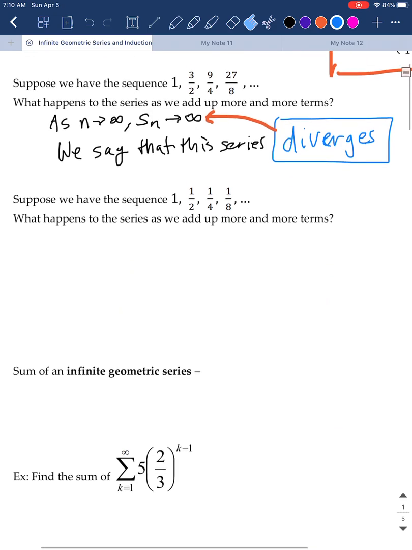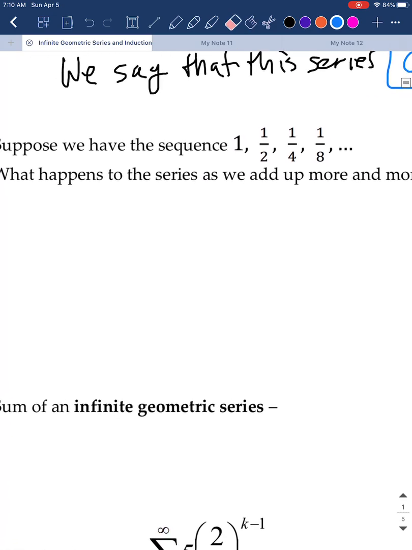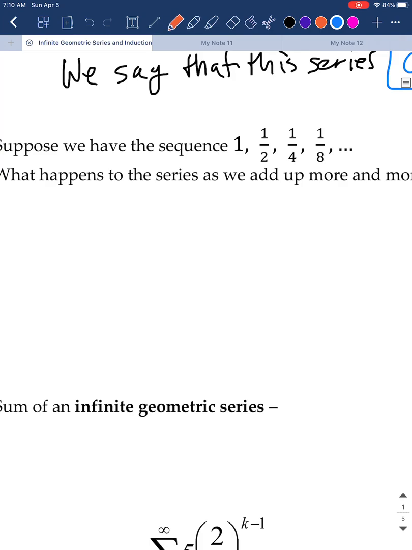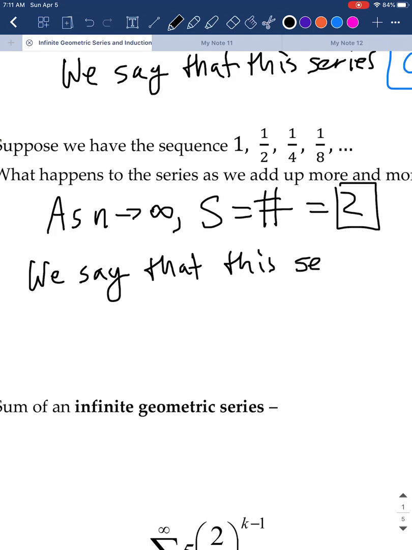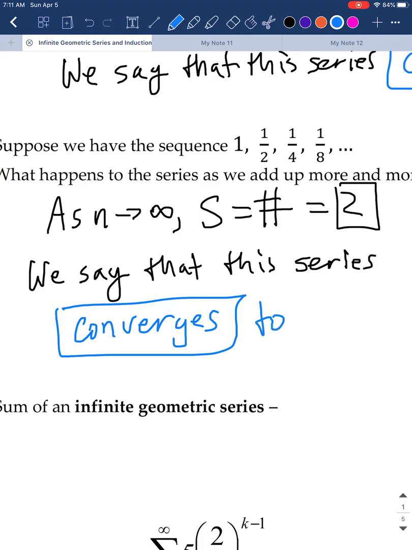So the way we would describe it here is that as n goes to infinity, s is going to equal a number. In this case, it's equal to 2. But in general, it's going to equal some numerical value. So the sum is going to approach a numerical value. We say this series converges to 2.